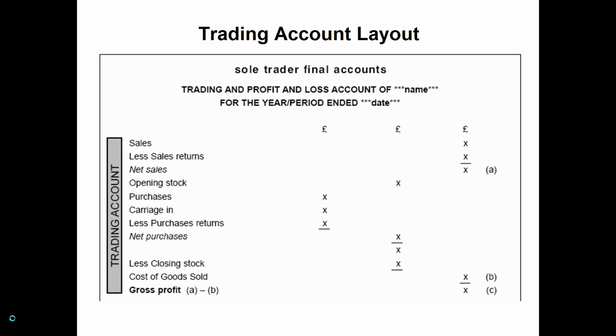Then there's less purchase returns. So less indicates we're taking away. Purchase returns, goods we've returned back to the supplier for whatever reason, faulty. Maybe we've ordered too much. Maybe the product's out of date for whatever reason. So that's been returned. So if it's being returned, it's not part of the cost of sale or the cost of the goods sold. So that is deducted.